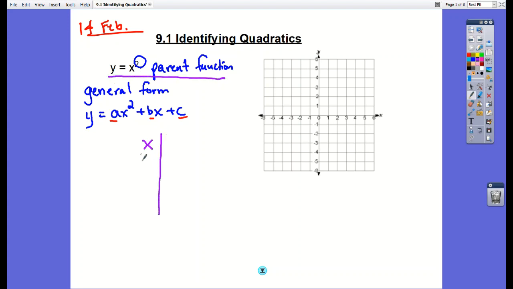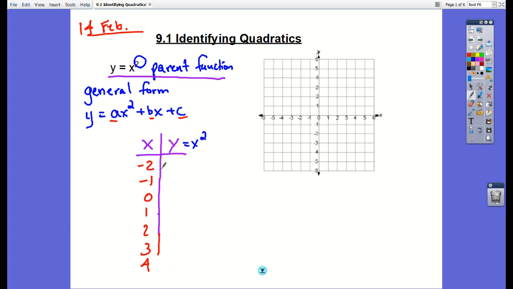Anytime you're graphing something new, you want to create a table of values. And typically, you just want to get a good grouping of numbers: negatives, positives, and 0. So let's pick a couple of negatives and then a few more positives. Let's start with -2, -1, 0, 1, 2. Let's go up to 3 maybe. We can even go up to 4, we don't need to though. We're plugging these into our parent function, y equals x squared, that's what we're looking at right now, not the general form.